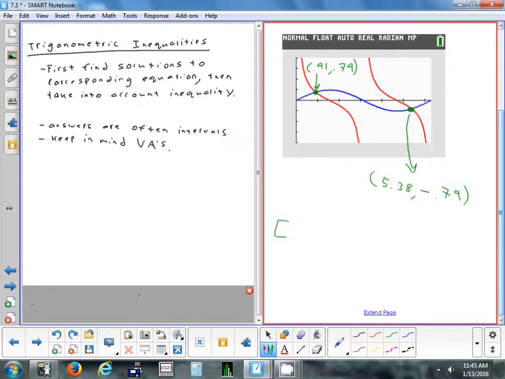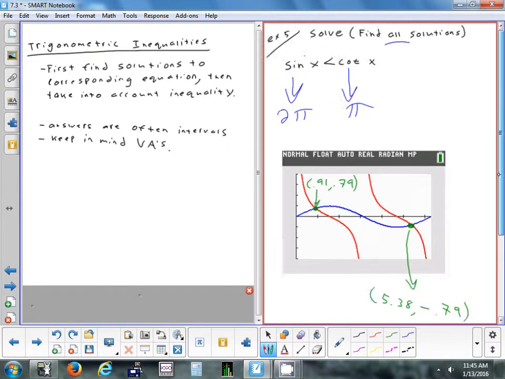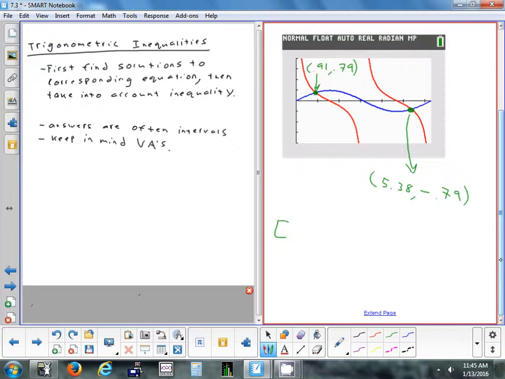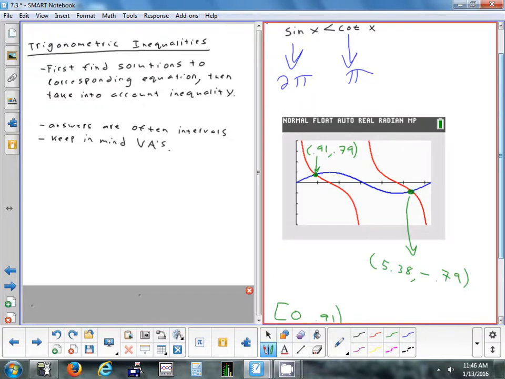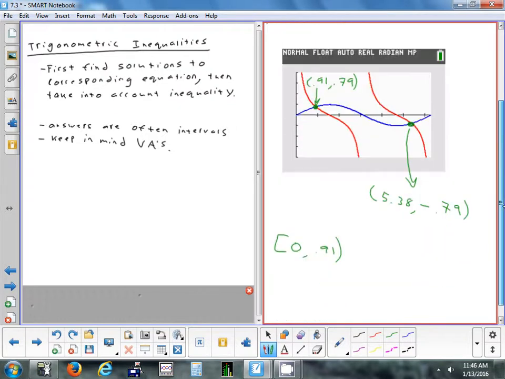From 0, which we can include because that is part of our window. And Brian didn't include 0.91 because it has to be less than. 0.91 is worth D. Yes, yep.